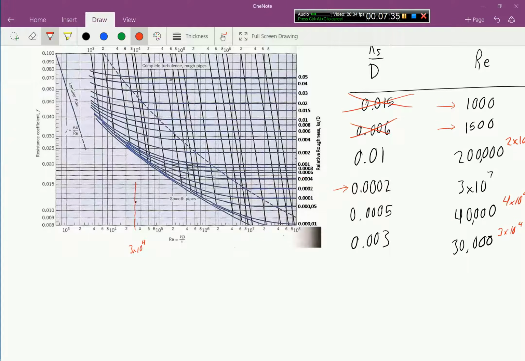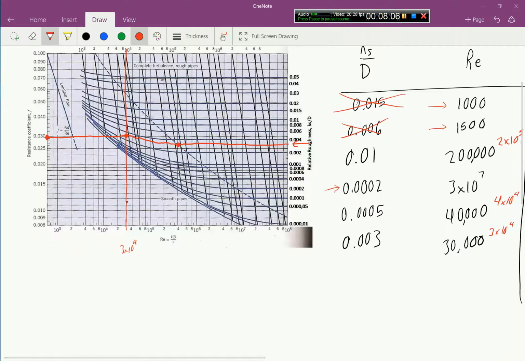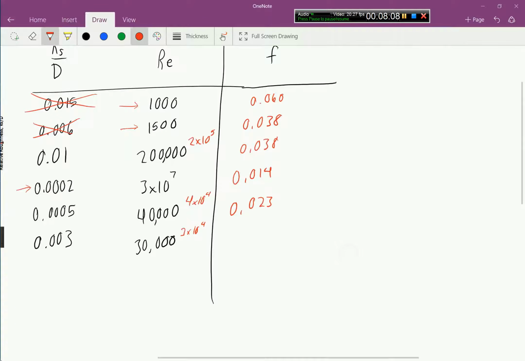So we have our Reynolds number, we draw our line straight up, and we find our 0.003 Ks over D value, which is going to be somewhere in between here. And remember, it's going to be more than halfway up since it's a logarithmic scale. So we read straight across until we hit our dotted line, and then we start following the curve or the trend of these curved lines, which is somewhere around there. And then once we hit our intersection point, we draw our line straight across, and we get approximately 0.030.